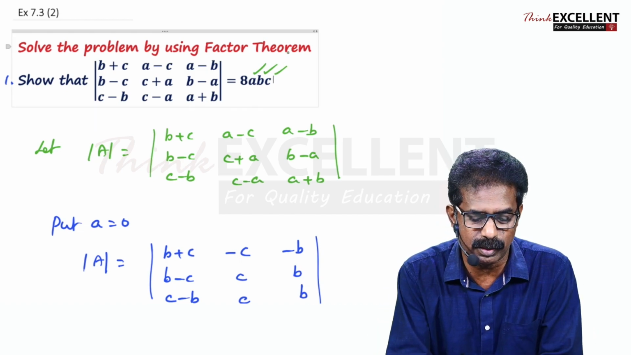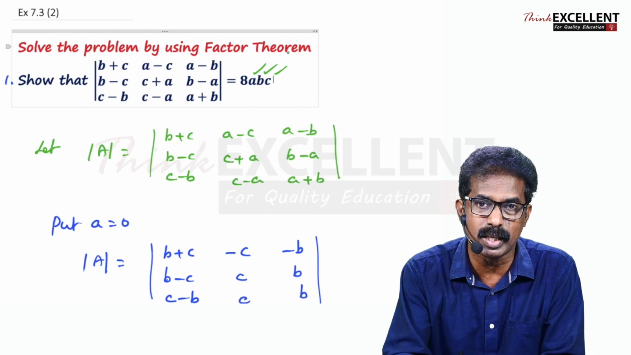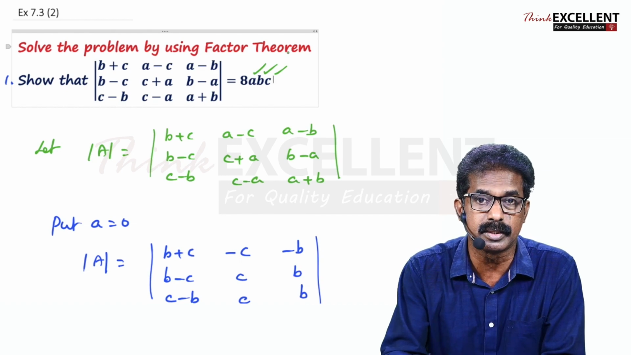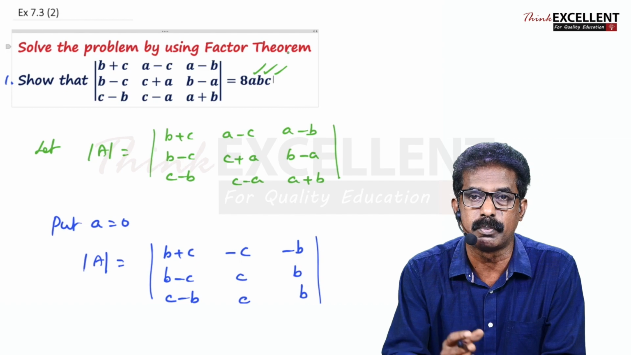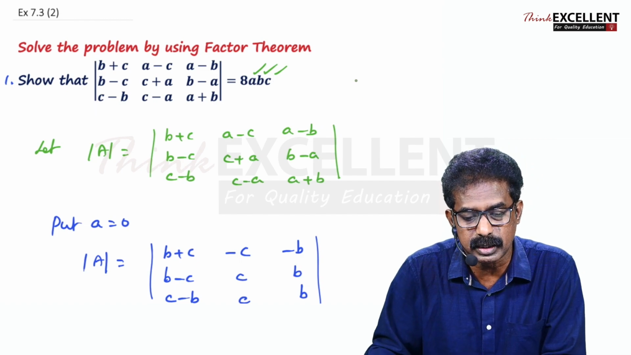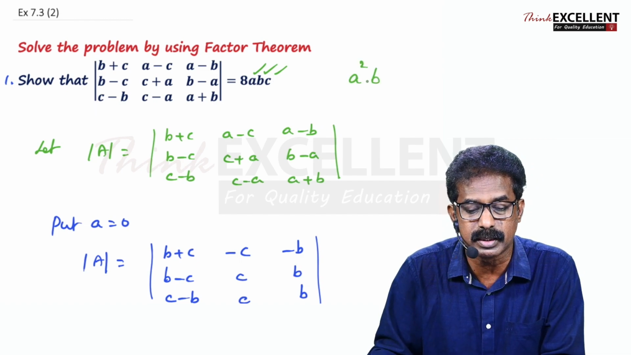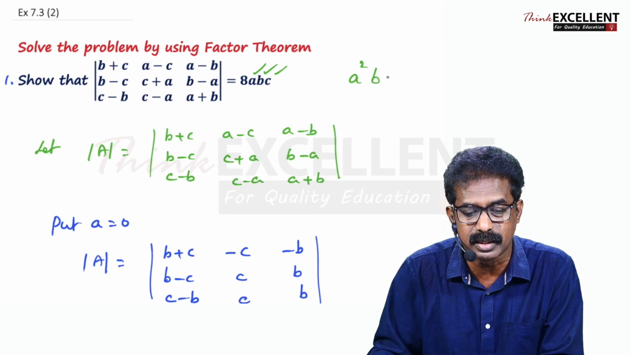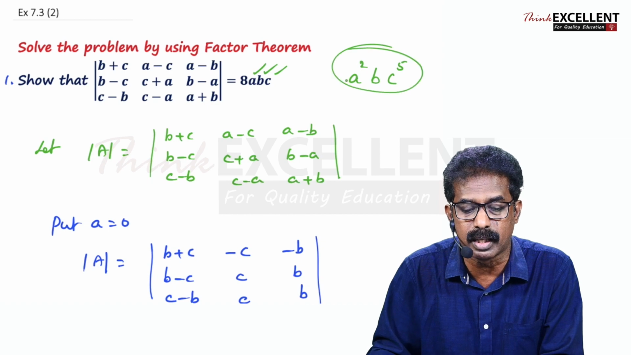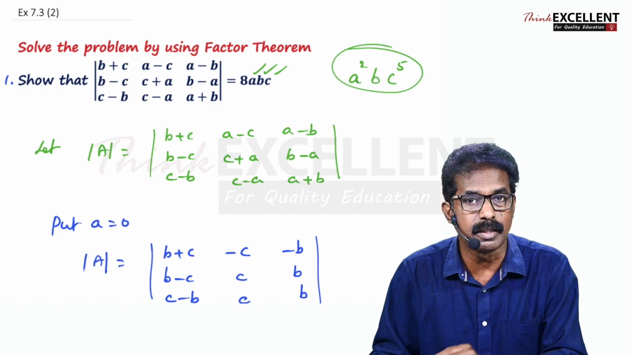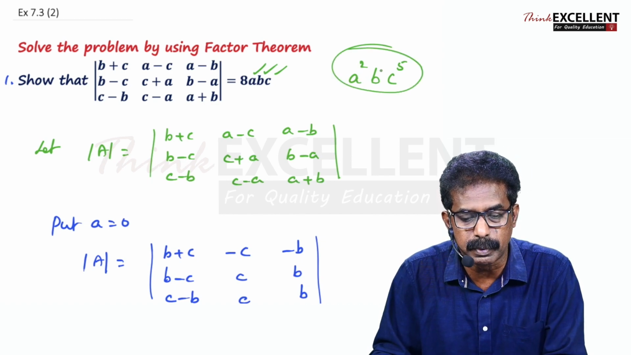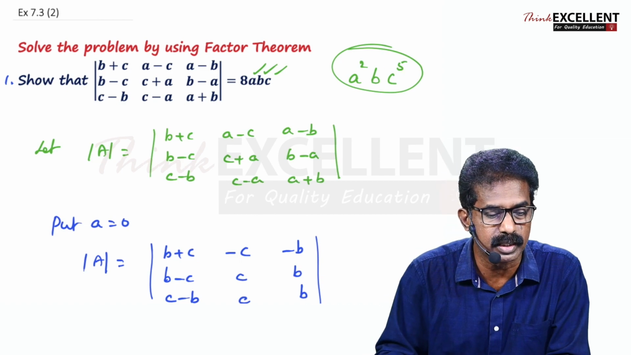What's the degree you are getting now? A degree 1, B degree 1, C degree 1, all multiplication. So add the power. 1 plus 1 plus 1, the degree is 3. Suppose it is A square into B, what's the degree? 2 plus 1, it is 3, right? Suppose A square B C raised to 5, what's the degree of this one? All multiplication, so add the power. 2 plus 1 plus 5, 8. Okay, the degree is 8.